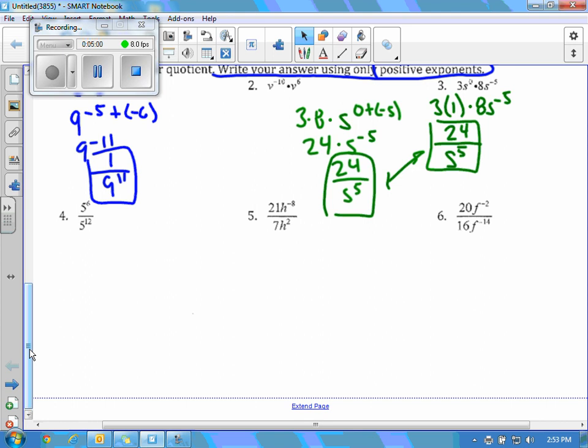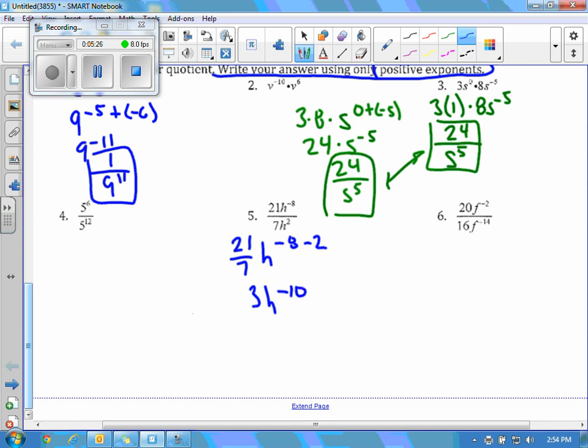Number 5, we have 21h to the negative 8 over 7h to the second. First thing, I'm going to write the coefficients out in front, and then for the variables I need to subtract. So h to the negative 8 minus 2. Again, remember in part 1 I said in this part we get into more detail about this. First thing is that I can reduce 21 over 7 to 3. Then I have h to the negative 10, because negative 8 minus 2 is negative 10. I cannot have negative exponents, so 3 is going to stay on top, and then h will go to the bottom and become positive 10. And that's my simplified version.